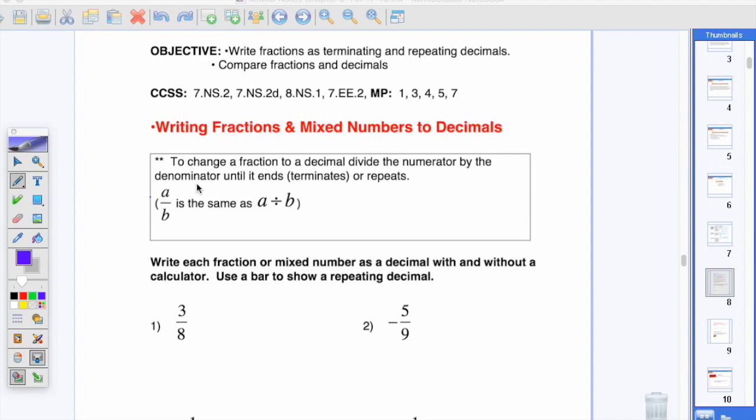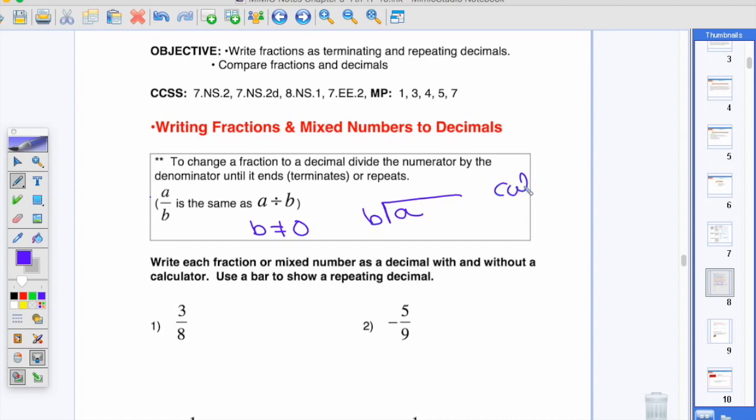So to change a fraction to a decimal, you're going to divide the numerator by the denominator until it ends or terminates. So in a fraction, the a is your numerator and the b in this example is your denominator. It's the same as written as a divided by b. B, your denominator, cannot be equal to 0. It's undefined. And when you're dividing it out, long division, the a goes inside, the b goes outside.